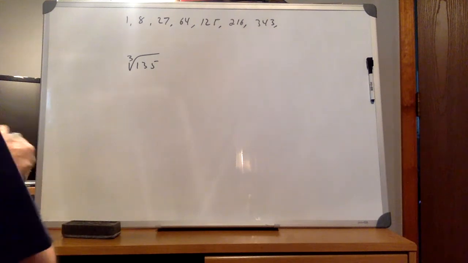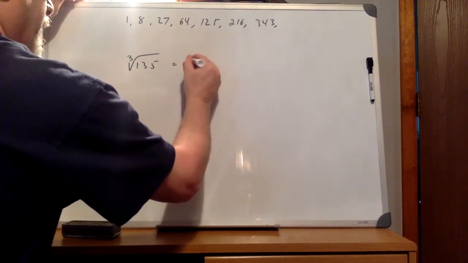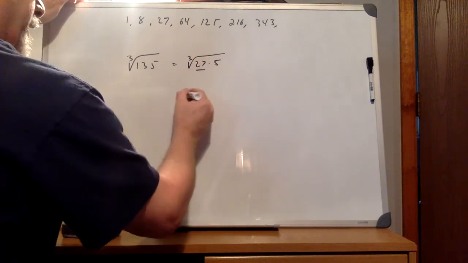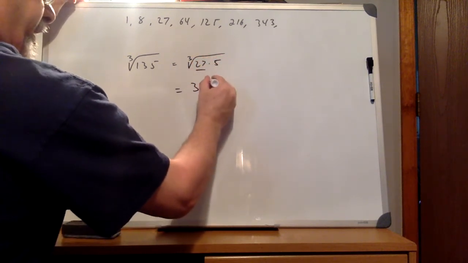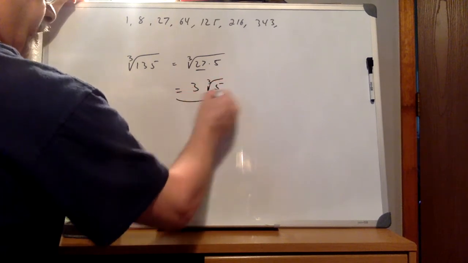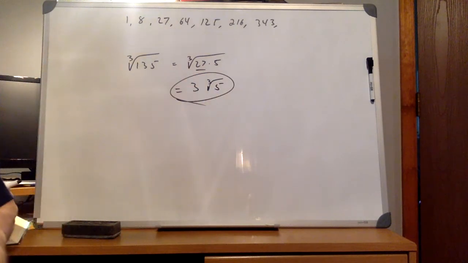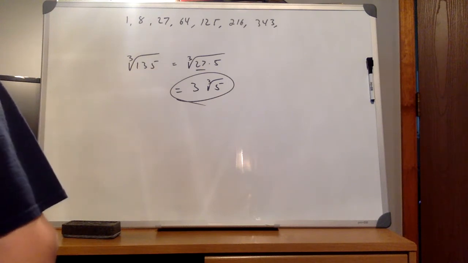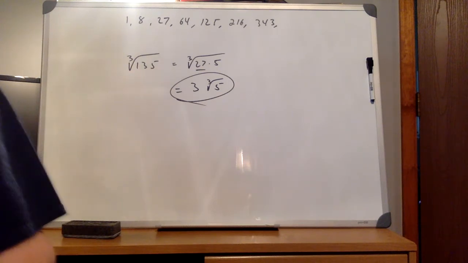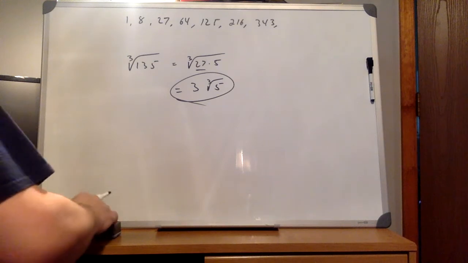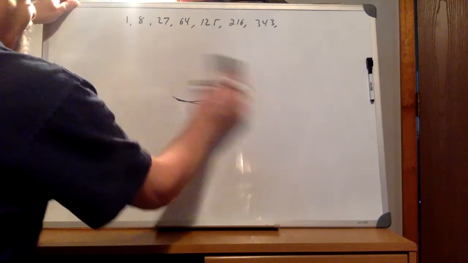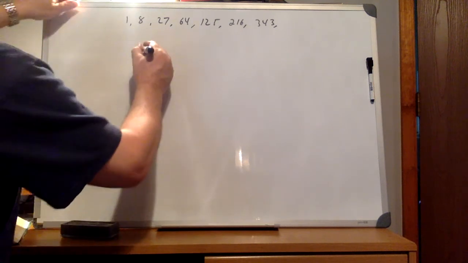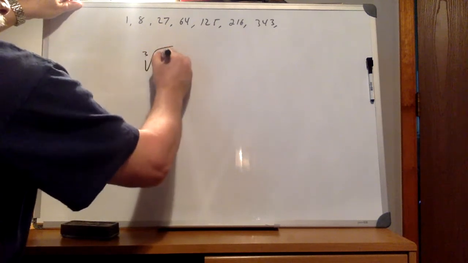So this becomes the cube root of 27 times 5. The cube root of 27 is 3. And that's times the cube root of 5. So I can simplify cube roots, right? The same way we did perfect squares. Now let's say we have a fraction, the cube root of 1/4. Right?